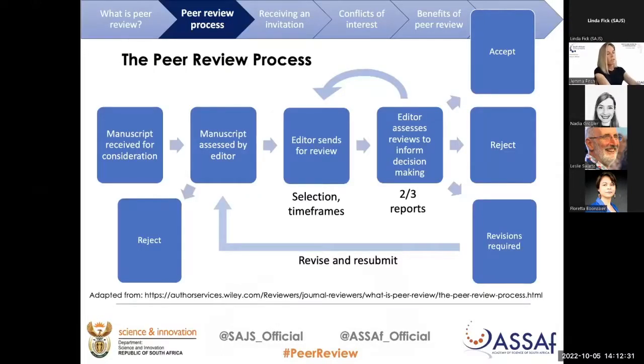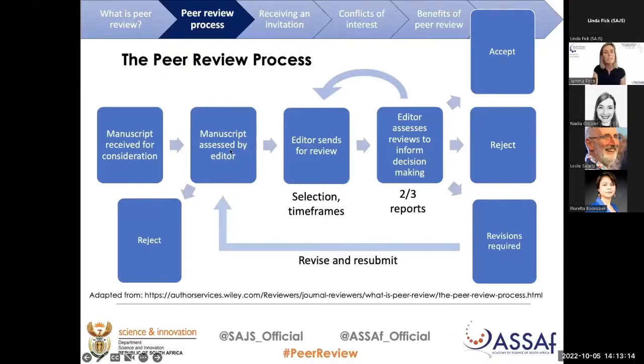So this is what goes on behind the scenes in terms of the submission process for a manuscript. So from the journal's perspective, first of all, an author submits their manuscript for consideration for publication, starting here on the left-hand side. So that manuscript is received for consideration. It is then assessed by the editor. And if that manuscript is not appropriate for that particular journal, then the editor may choose to desk reject. And we go down to the bottom left-hand corner here. So a desk rejection is a rejection without going to peer review.